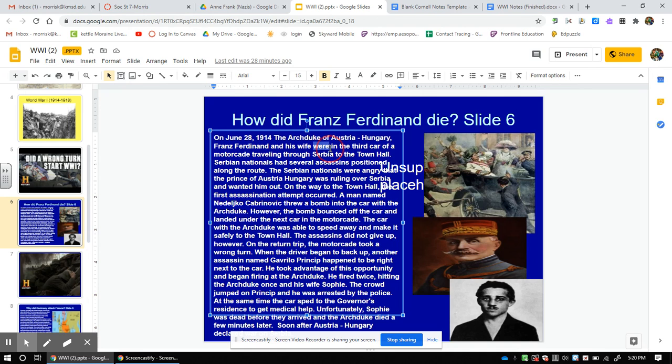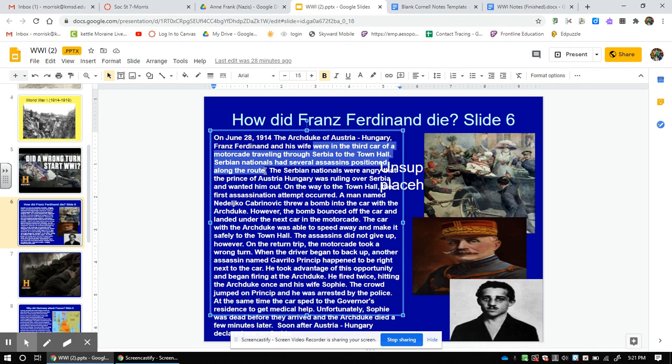What happened? Well, they were in a third car as they were traveling to the town hall when Serbian nationals, let's stop right here, to the town hall. These guys were trying to kill him. They were in the third car of a motorcade traveling to Serbia, the town hall. Several nationals had several assassins positioned along the route. So this is the what.